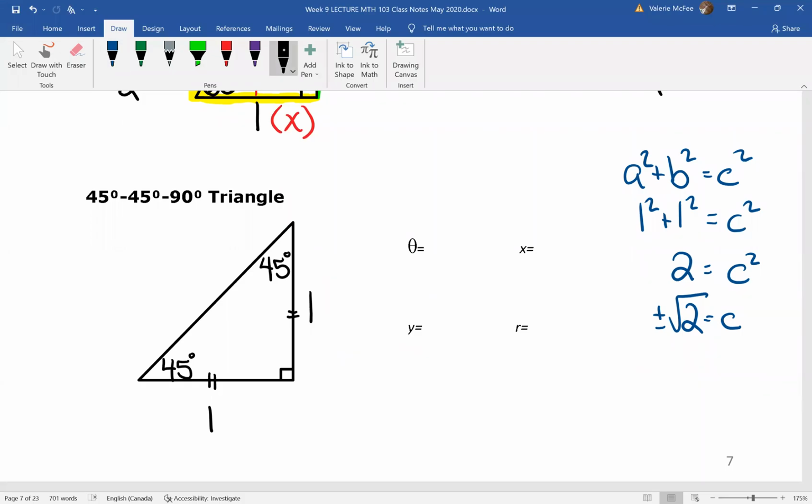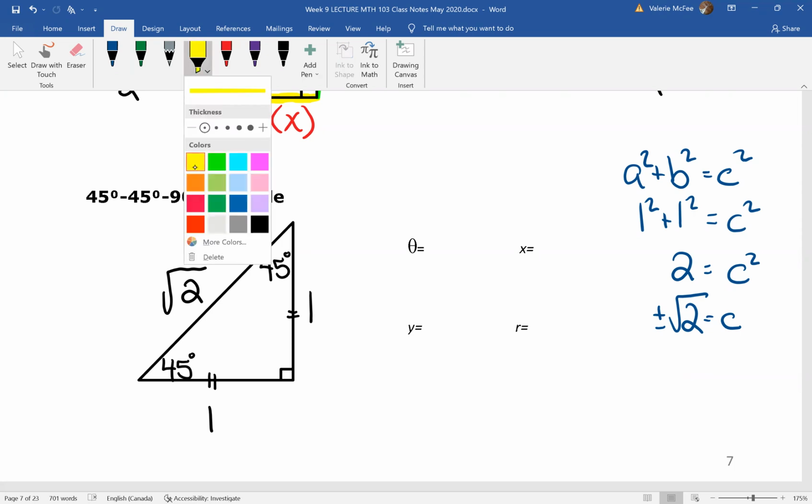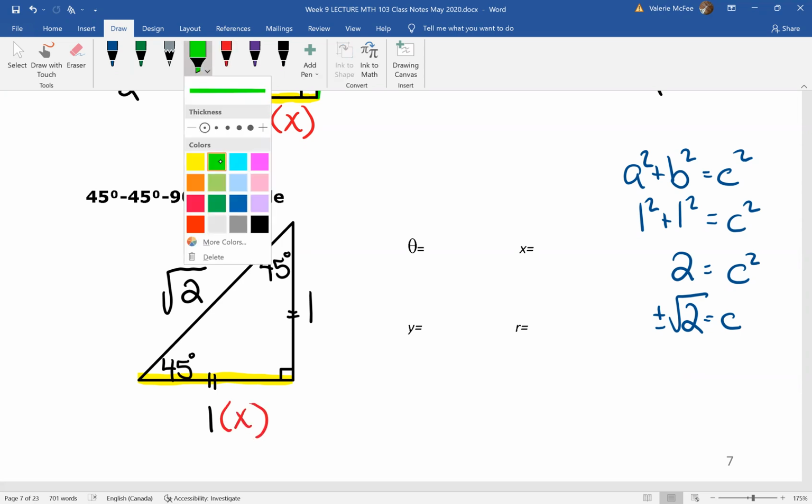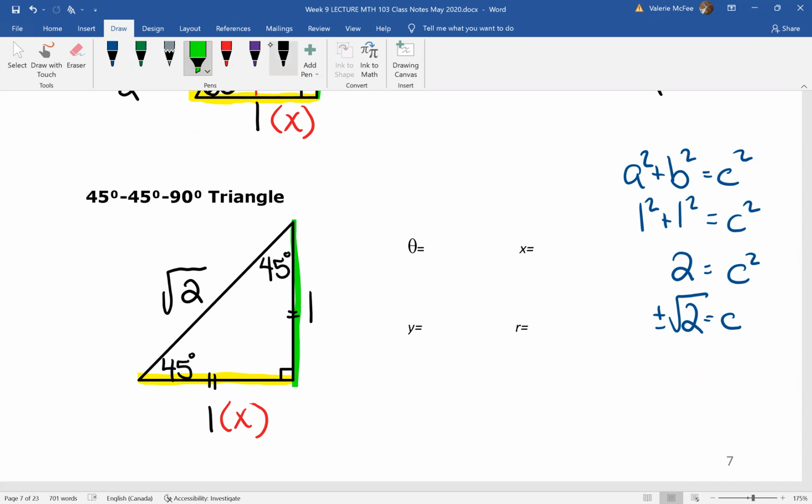I hope you found that c was plus or minus the root of 2. Remember that our radius is always greater than 0, so positive root 2. Again, our horizontal side is corresponding to x. Our vertical side is corresponding to y. And then our hypotenuse is r, or the radius.